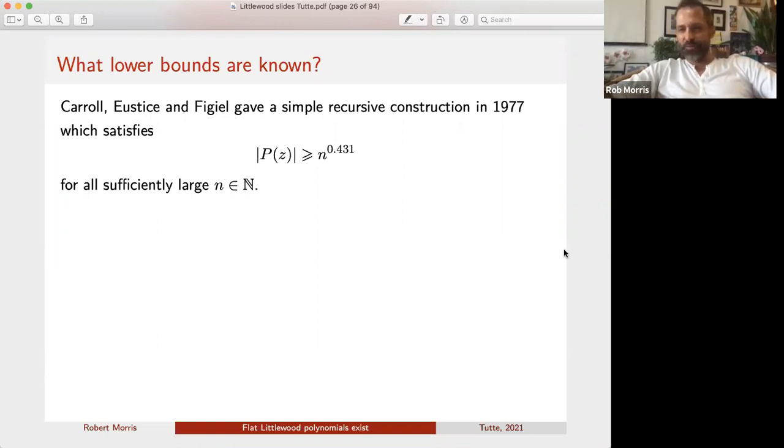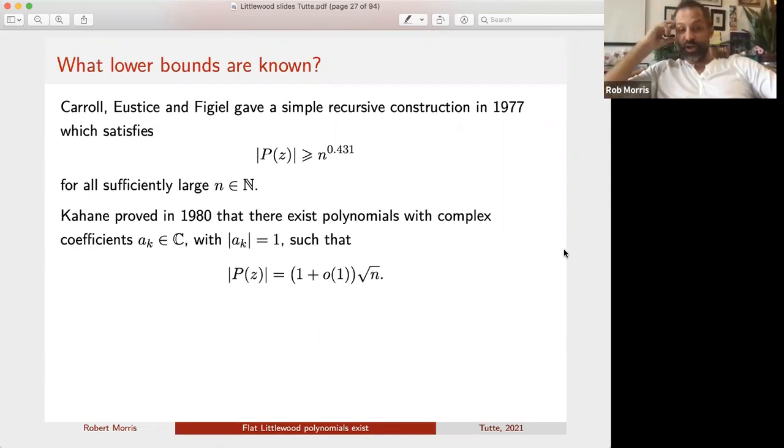If you allow a richer family of polynomials, then you can do a lot better. Kahane proved in a well-known result from 1980 that if you allow your coefficients not to be plus or minus 1, but any point on the circle, you can do much better. You can find the so-called ultra-flat Littlewood polynomials, where they always stay very close to the root n radius circle.